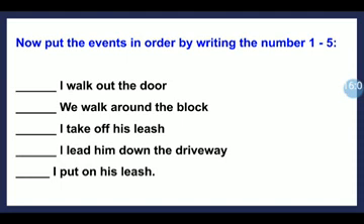So the first sentence is I walk out the door. We walk around the block. I take off his leash. I lead him down the driveway. I put on his leash. So those are the 5 sentences that you need to record.